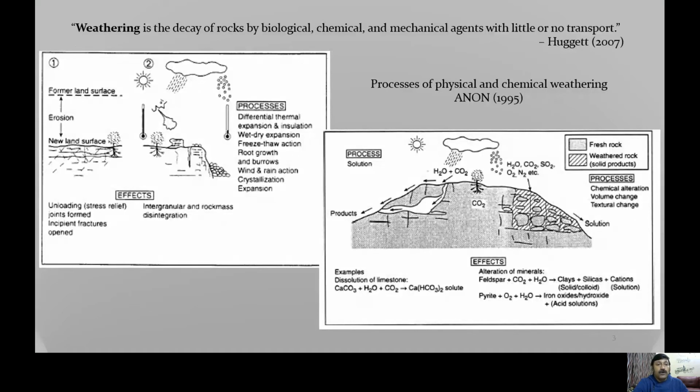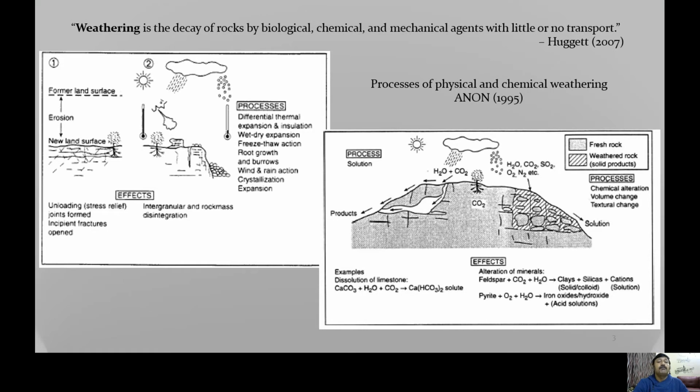Weathering is the decay of rocks by biological, chemical, and mechanical agents with little or no transport. Now, when we talk about weathering, this involves three different processes. One is physical weathering, one is chemical weathering, and the other is biological weathering. Now, the biological weathering process can be categorized into physical and chemical weathering components. So basically, we have two different weathering processes. One is physical weathering process and the other is chemical weathering process.